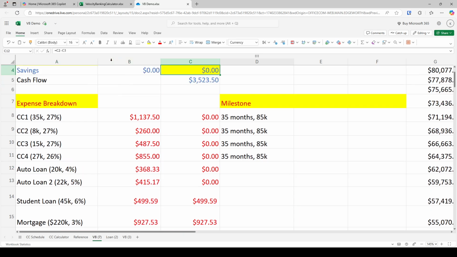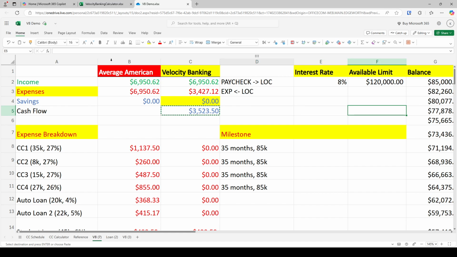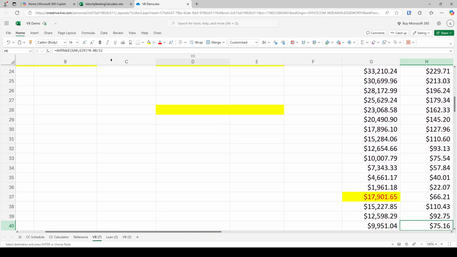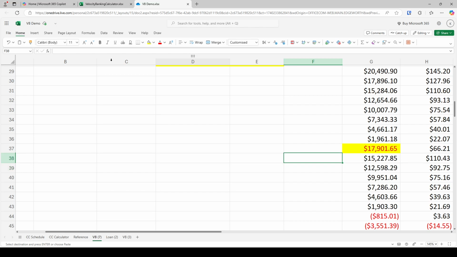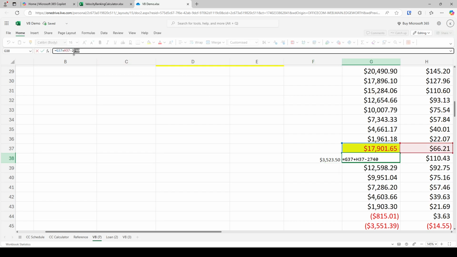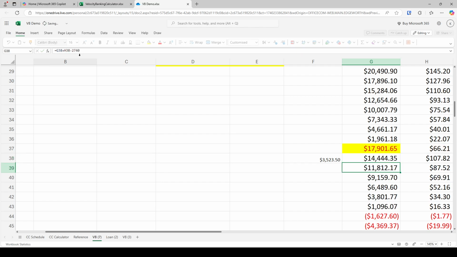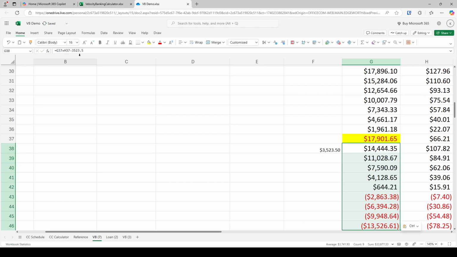Look at that. And then now our cash flow is about $3,500. The cash just keeps on flowing, right? Remember the movie Dune? They were like, the cash must flow. Actually, they didn't say that in the movie Dune. I just made that up. 3.5 to 3.5. And then I'm going to go ahead and do this.